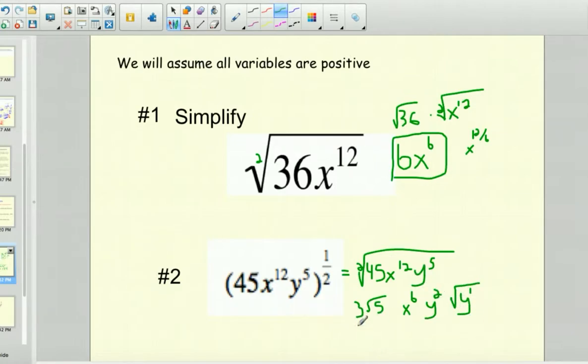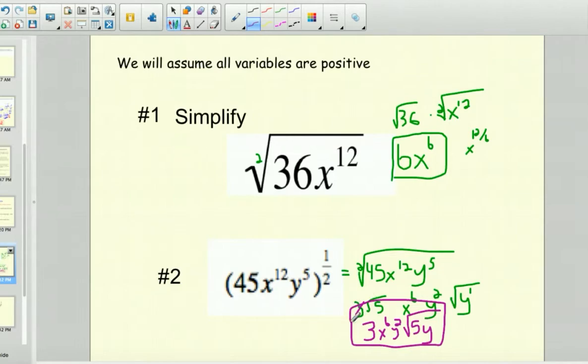So when you rewrite this, don't leave that as your final answer. Write the number first, anything on the outside first. So 3x to the 6th, y squared, and then group what's inside together. So you have a 5, put the numbers first, and then a y. So that would be the answer to that one.